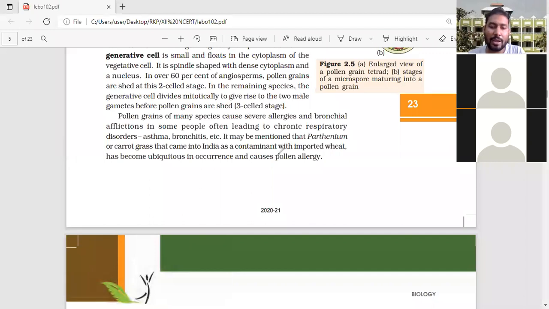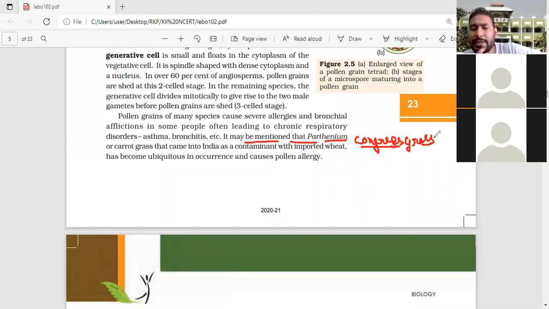It may be mentioned that Parthenium, it is also called Congress grass. Why are we saying Congress grass? Because it came when we bought wheat from USA. At that time it came as an unwanted weed.